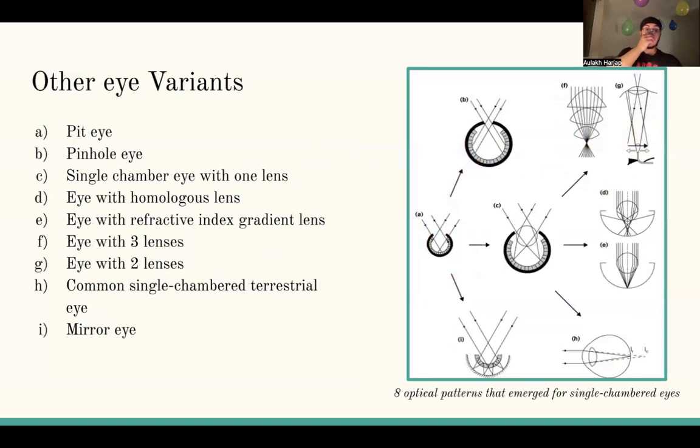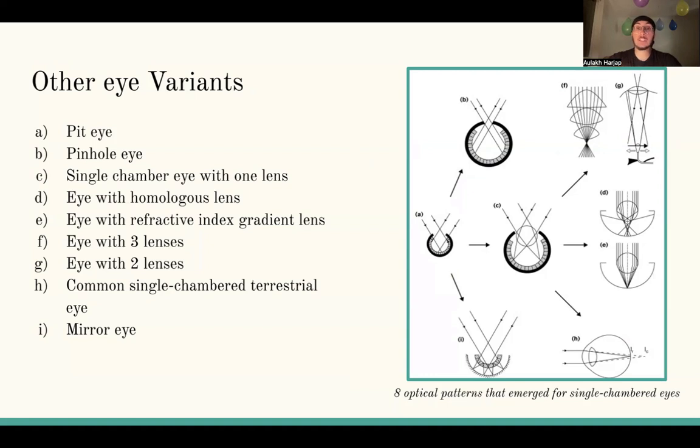Finally, I want to talk about some other unique eye types that have evolved to meet their specific ecological niches. And for this, I want to use this figure as a base to showcase 8 general optical patterns that have emerged for single-chamber eyes during the Cambrian for 3 specific phyla: Arthropoda, Mollusca, and Chordata. A indicates the pit eye, which was likely present within the common ancestor of these 3 phyla, and this was likely the beginning point from which the other types of single-chambered eyes developed, as indicated by the large black arrows.